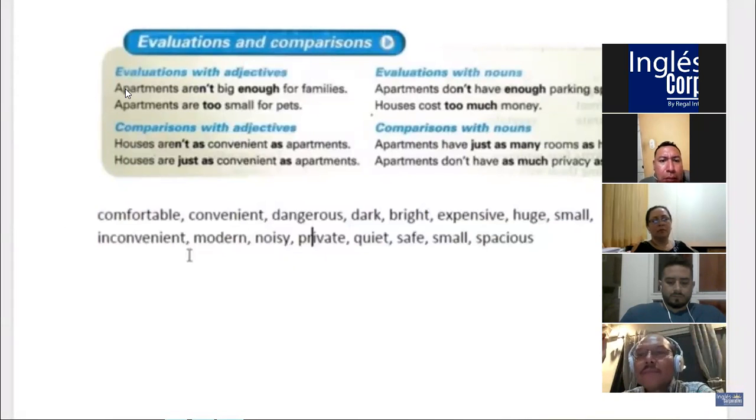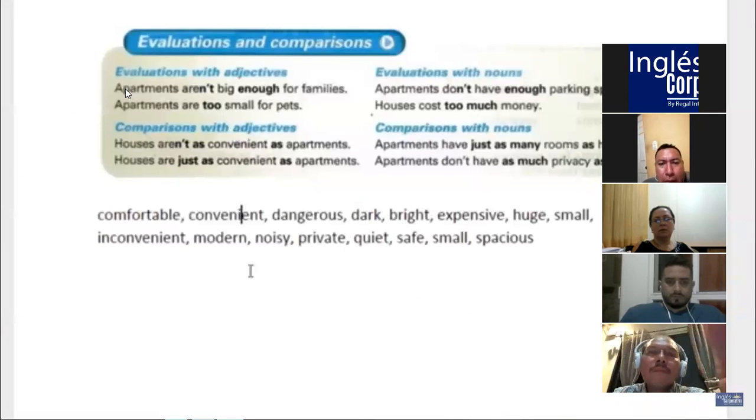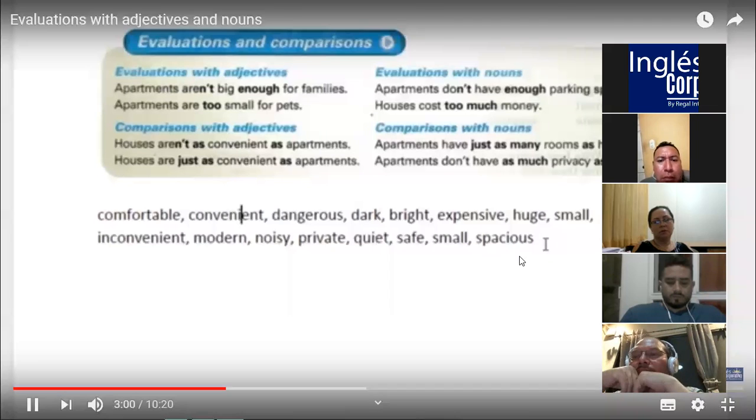familiar with them. So for example, we have the adjectives comfortable, convenient, dangerous, dark, bright, expensive, huge, small, inconvenient, modern, noisy, private, quiet, safe, small, spacious. And I'm pretty sure you can think of many more.